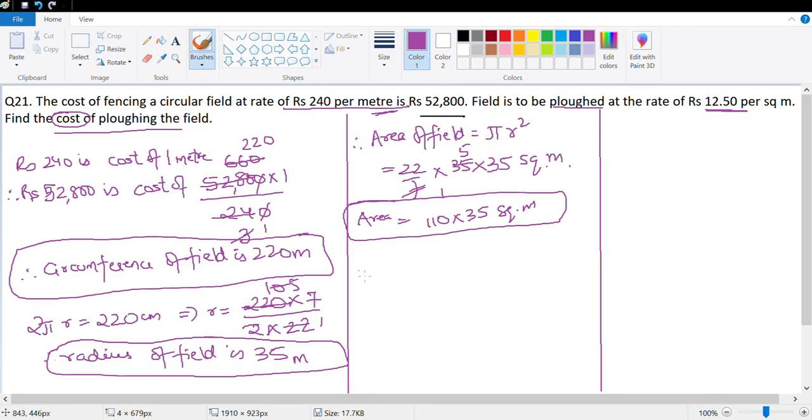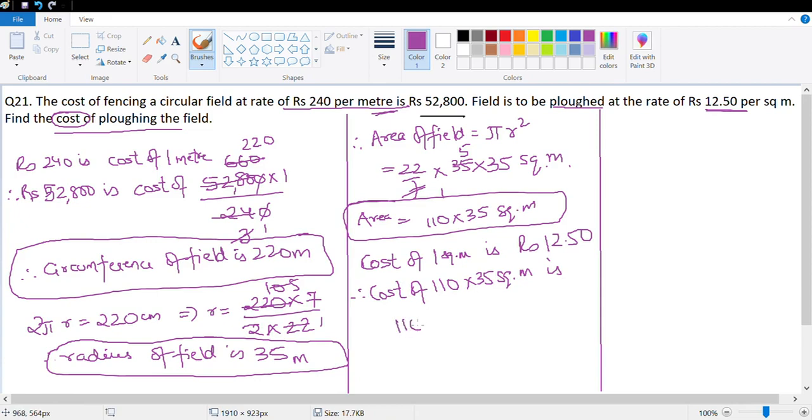Now we'll have to multiply. So let's just multiply. Cost of 1 square meter is rupees 12.50. Therefore, cost of 110 into 35 square meter is 110 into 35 into 12.50. Remember, money has to be written in 2 decimal places. Now we'll have to multiply, so let's just multiply.